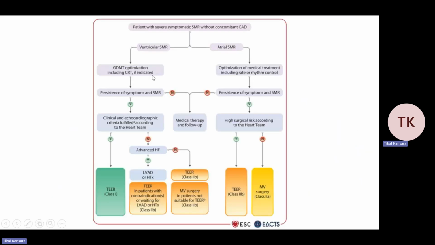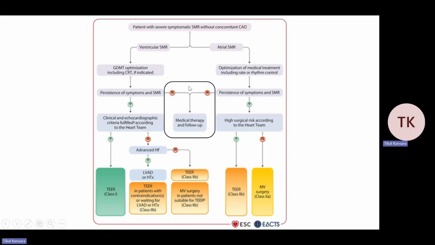So, looking at these trials, the latest 2025 guidelines, which came out 2 months ago, are for functional or secondary MR, where you know the mechanism is functional MR and it is severe by quantification. You need to separate them into ventricular and atrial MR; you cannot just treat all functional MR at the same time.